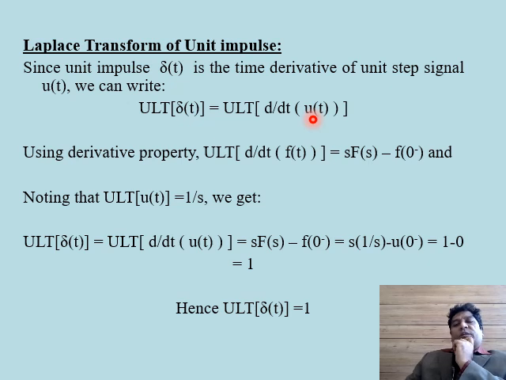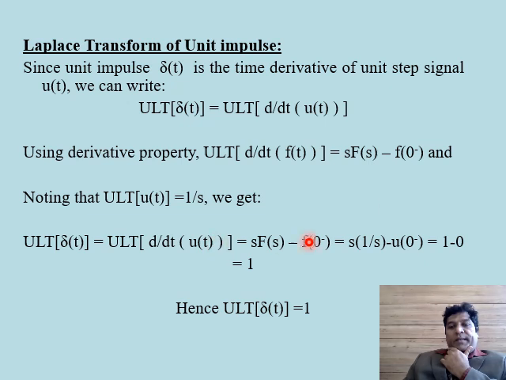Now we know from the previous property the Laplace transform of the derivative of f of t will be s F of s minus f of 0 minus, and we already know the Laplace transform of u of t is 1 by s. So we are going to substitute this into this equation. So our F of s will be simply 1 by s. So the Laplace transform of delta of t will be the Laplace transform of the derivative of u of t.